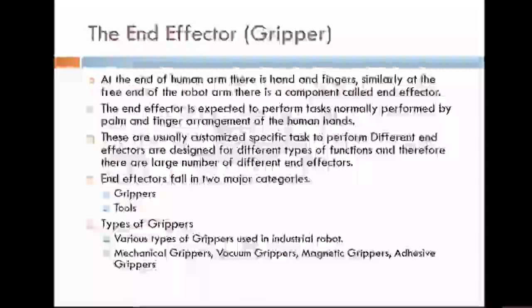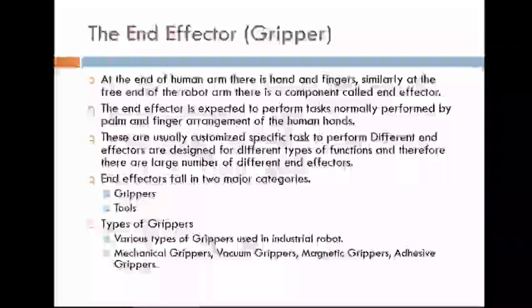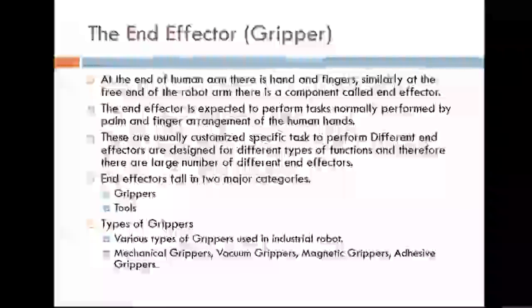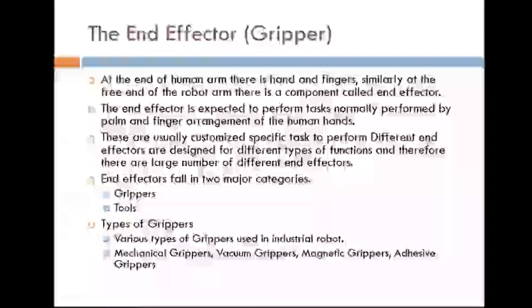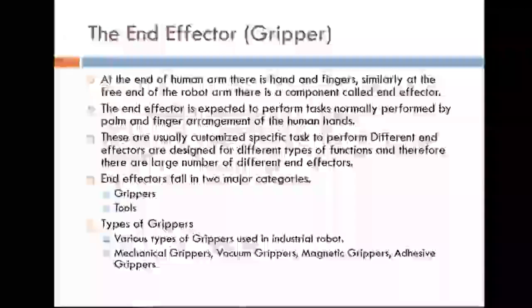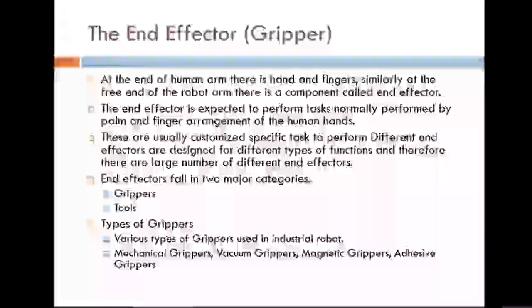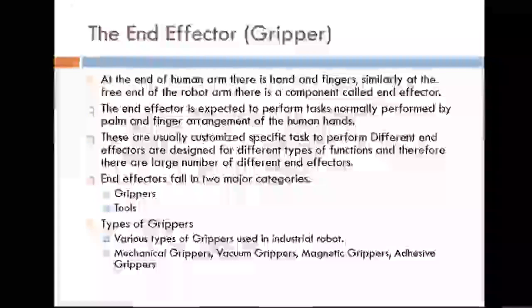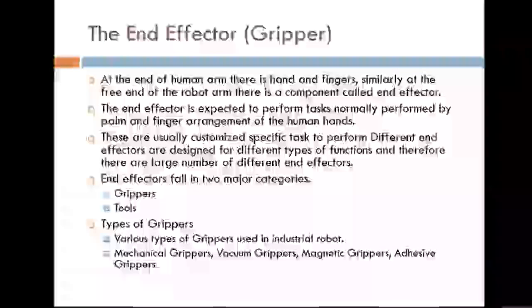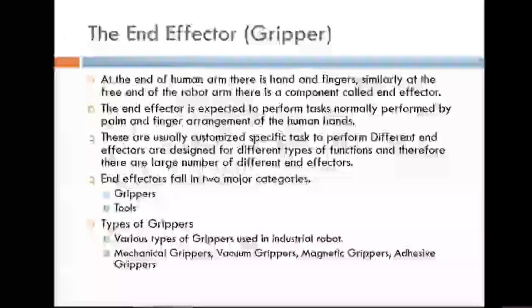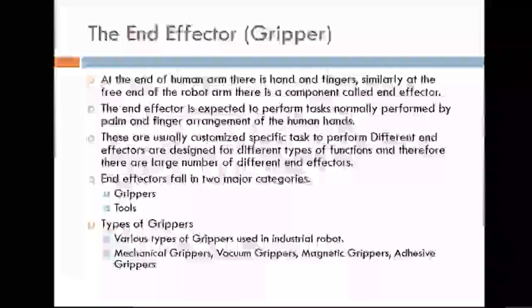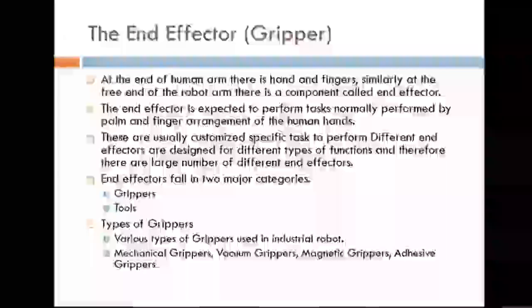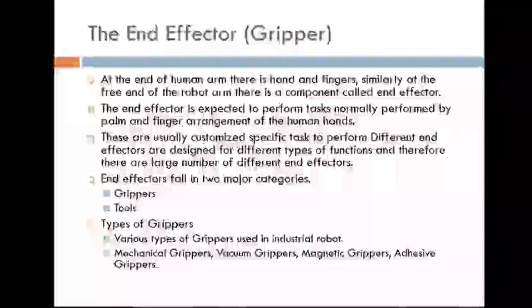Tools are end effectors designed to perform some work on the part rather than merely grasping it. Such applications include spot welding gun, spray painting gun, arc welding gun, and grinding wheel. These are some applications performed by robots in our industries.